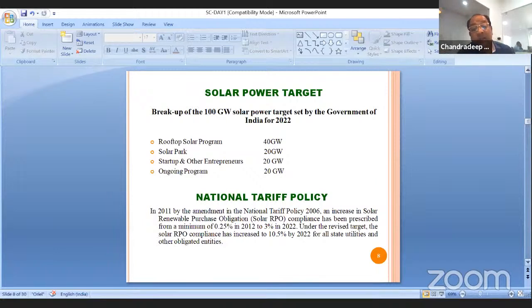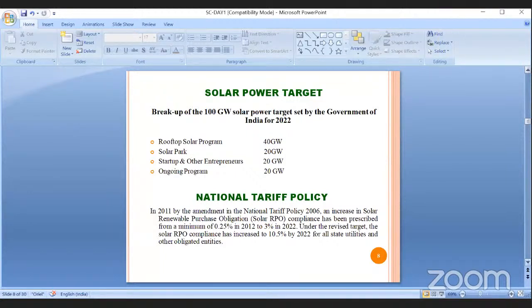Now, what is the national tariff policy? In 2011, by the amendment of the national tariff policy 2006, there was an increase in the solar renewable purchase obligation, RPO. You know, if you do not know all these things, you cannot utilize solar power for irrigation also. Because if you do not know the benefits of harnessing solar power economically, you cannot convince a farmer to take solar power for irrigation purposes.